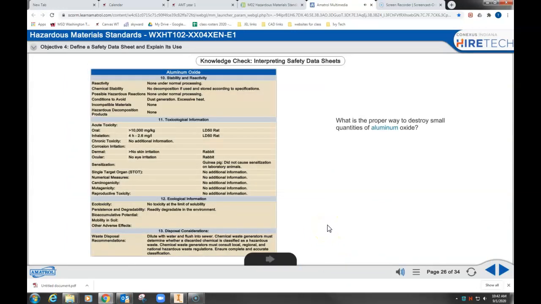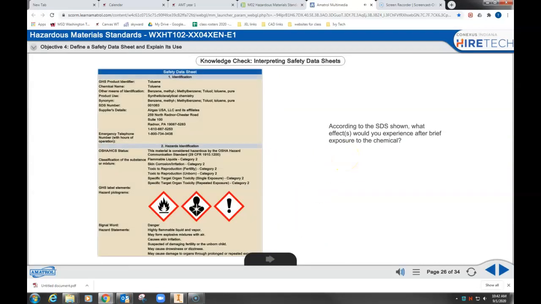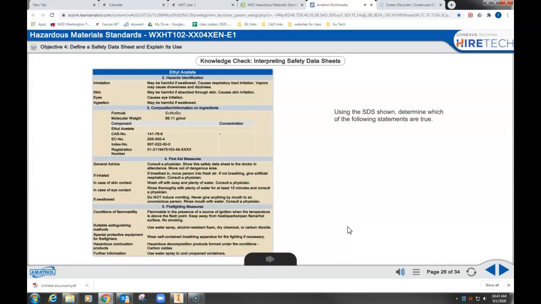What is the proper way to destroy small quantities of aluminum oxide? According to the SDS shown, what effect or effects would you experience after brief exposure to the chemical? Using the SDS shown, determine which of the following statements are true.